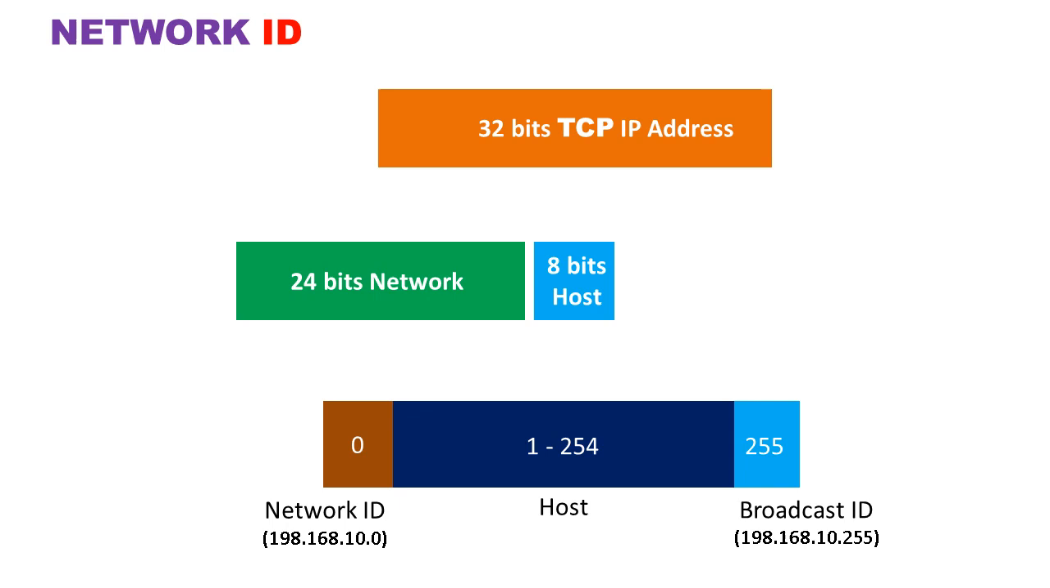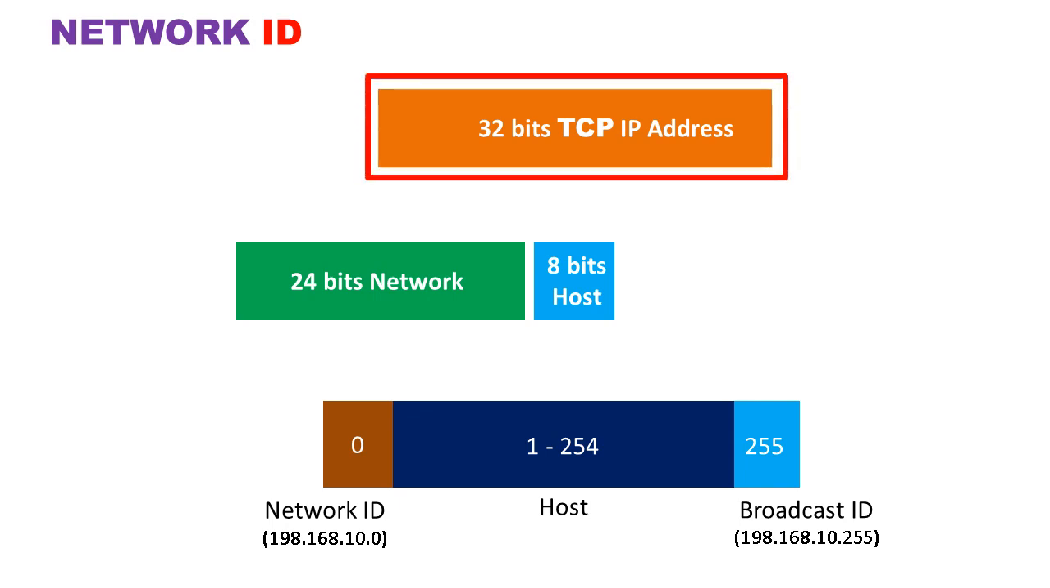Now let us discuss network ID. Let us understand the network ID. It is the first value of host space that is identified as the network ID. It is the portion of the TCP/IP address which identifies the network for a given host, and it is used by a router in order to find a network.